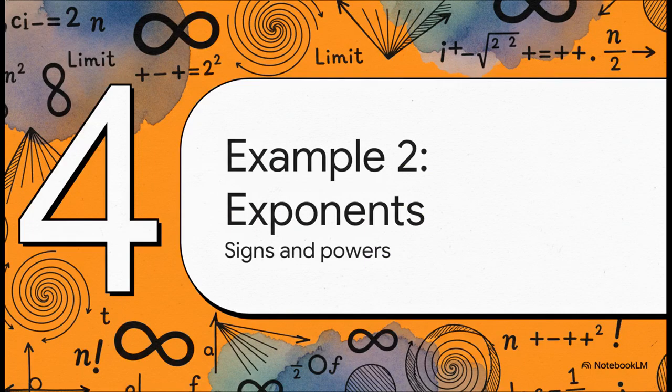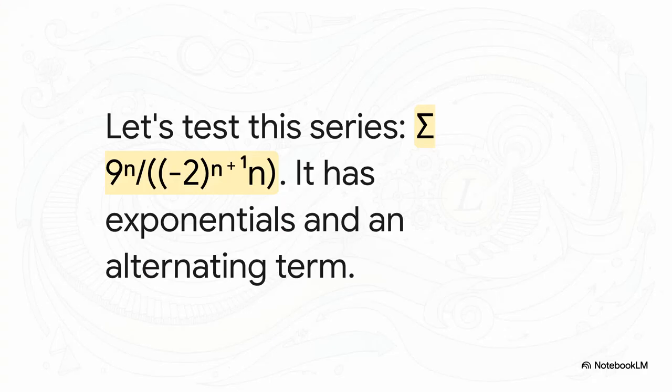Okay, let's try another one. The ratio test isn't just for factorials. It's also an absolute superstar when you're dealing with exponential terms, especially when they're mixed up with alternating signs. All right, this one looks even more wild. We've got powers all over the place, an alternating term, but don't worry. We just need to follow our three-step process, and it'll all work out.